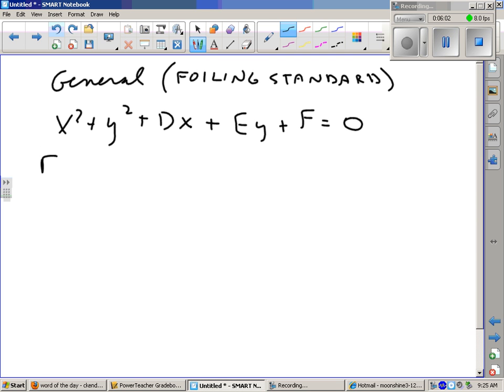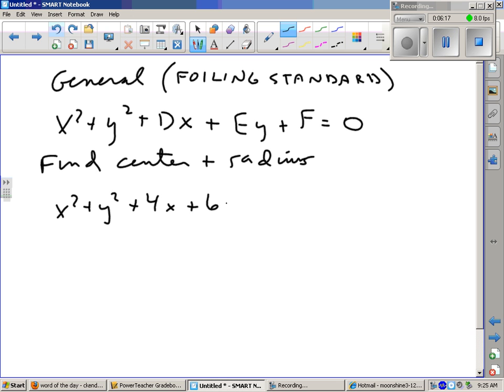So let's do a problem with general. I want to find the center and radius of this equation. X squared plus y squared plus 4x plus 6y minus 3. Well, center and radius you can't see when you just look at this, but if this were in standard form, we can pick it right out, h and k and then r. So we are going to work backwards. We're going to unfoil it to get it back to standard form.